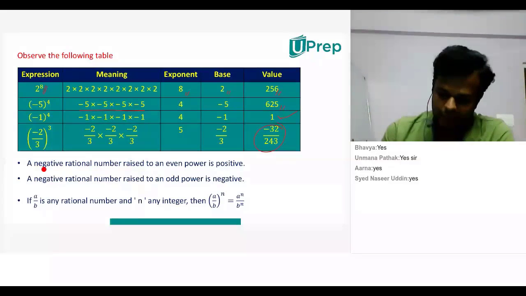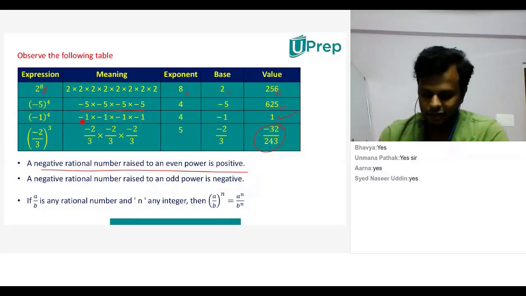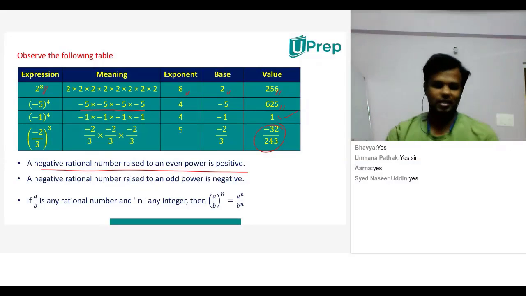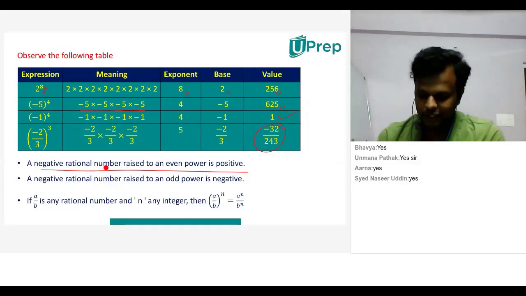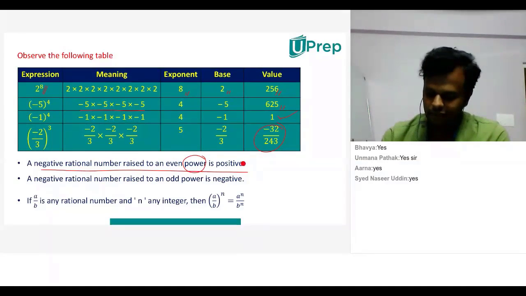So what he says here is, a negative rational number raised to an even power is positive. Why he says this is because you're multiplying the minus an even number of times. The simplest even number is 2, the next simplest is 4. So when you're multiplying a negative rational number with an even power, the result is positive. That's what we have seen for this number and this number as well.